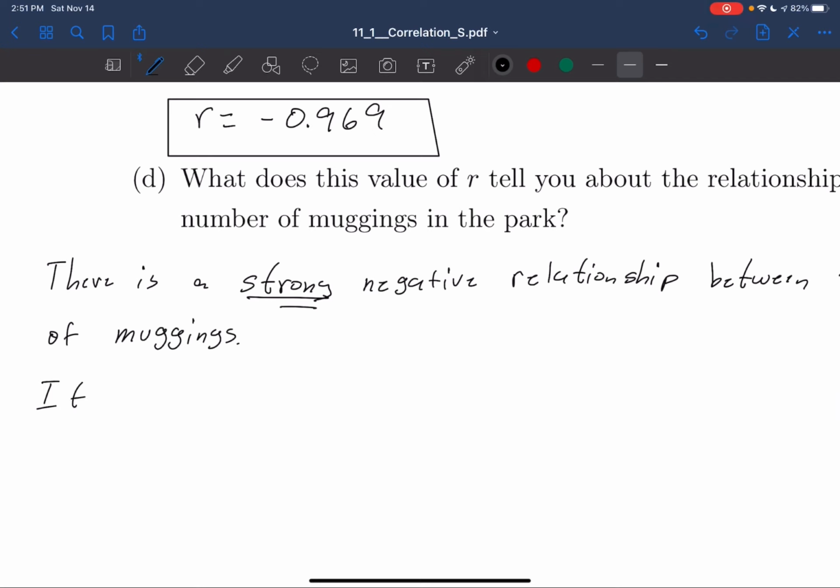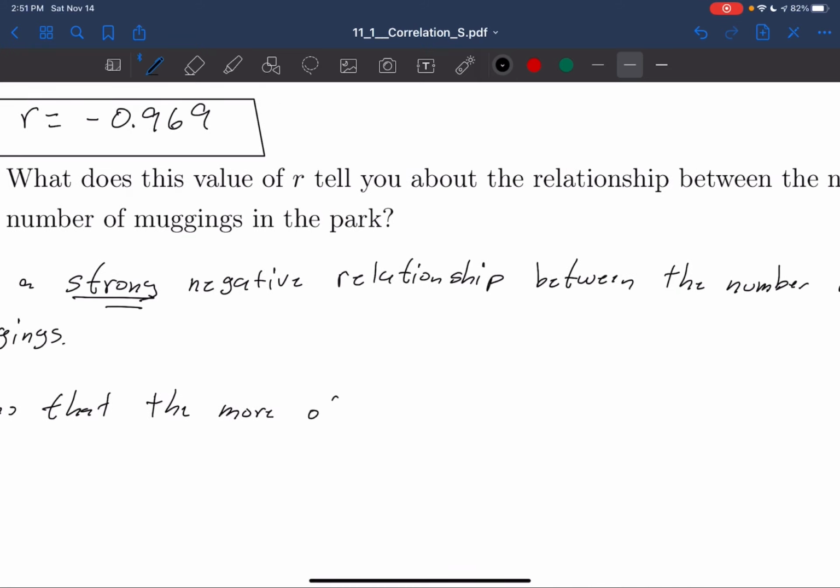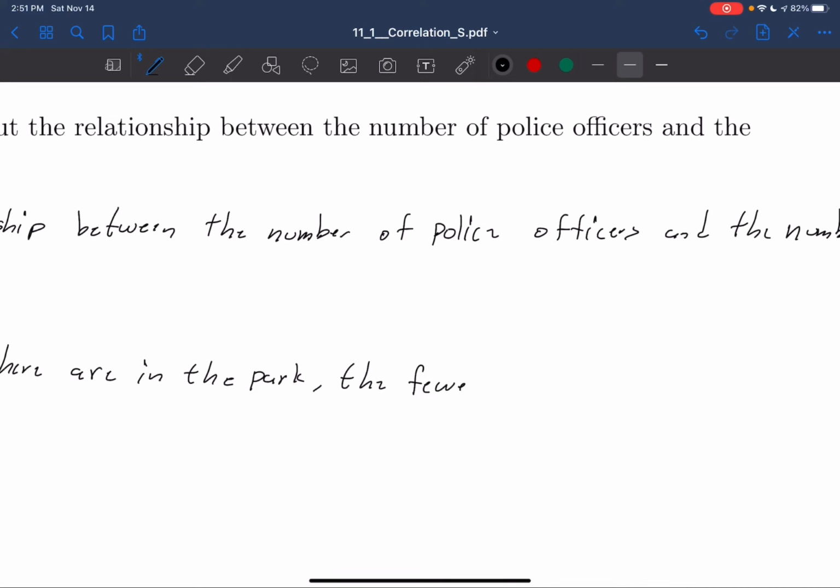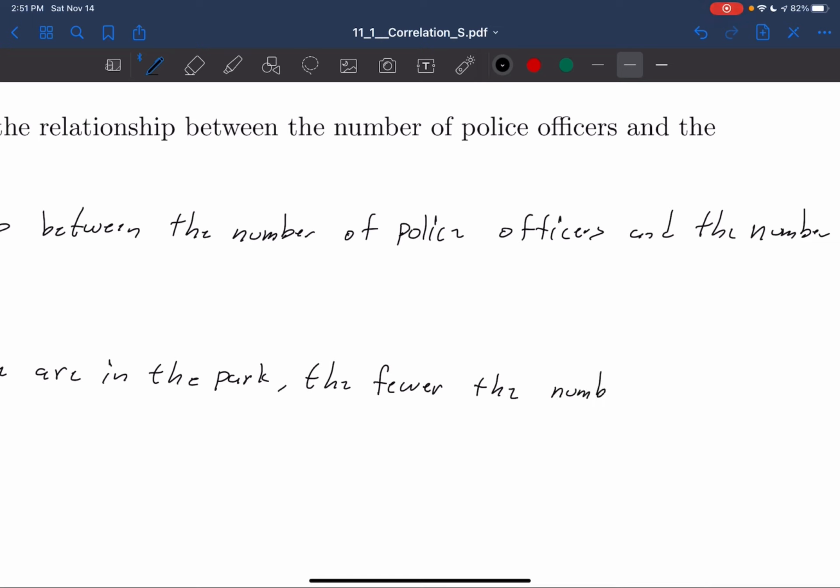So it seems that the more officers there are in the park, the fewer the number of muggings.